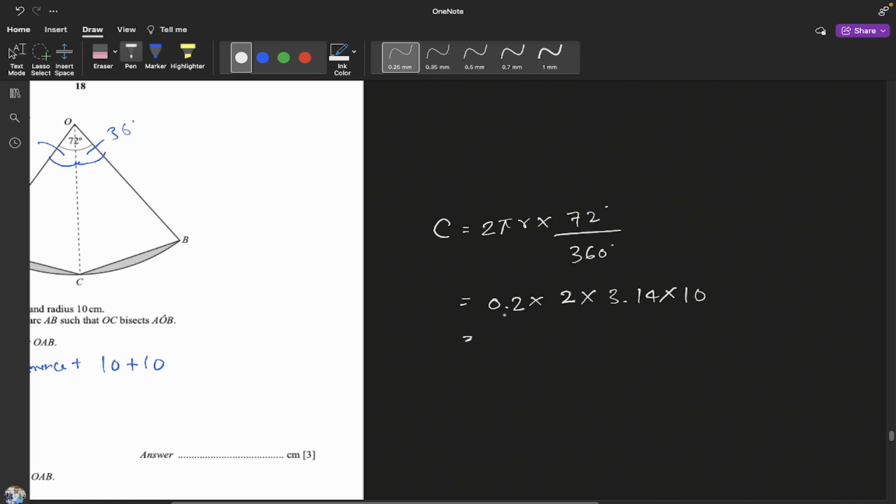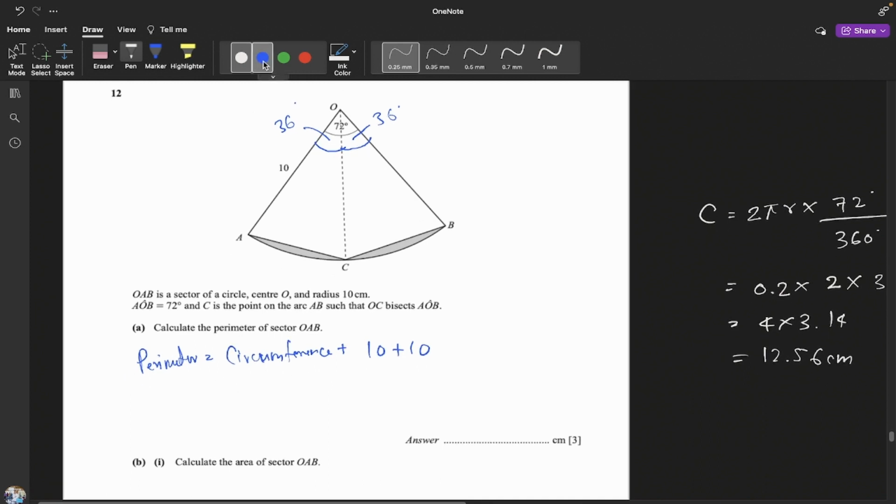0.2 times 2 is 0.4, multiply by 10 is 4, so 4 times 3.14. If you multiply this, you get 12.56 centimeters. So the circumference is 12.56 centimeters plus 20 centimeters. In total you get 32.56 centimeters. So the answer is 32.56.